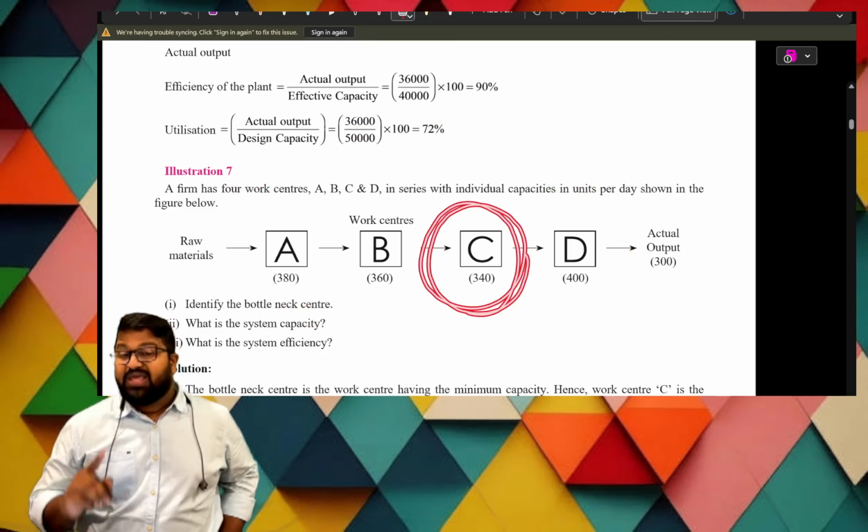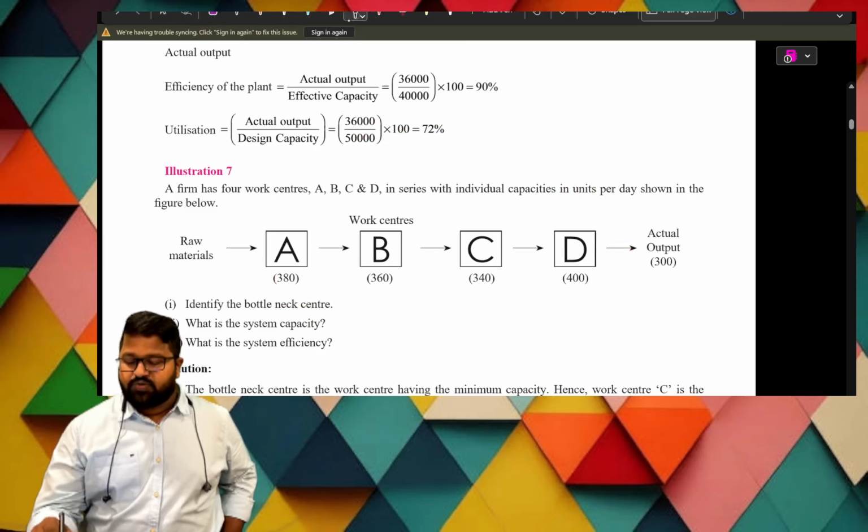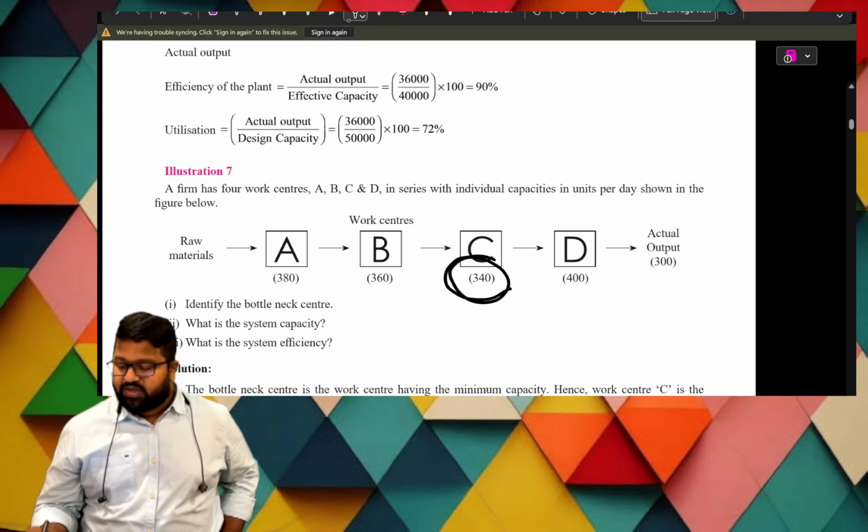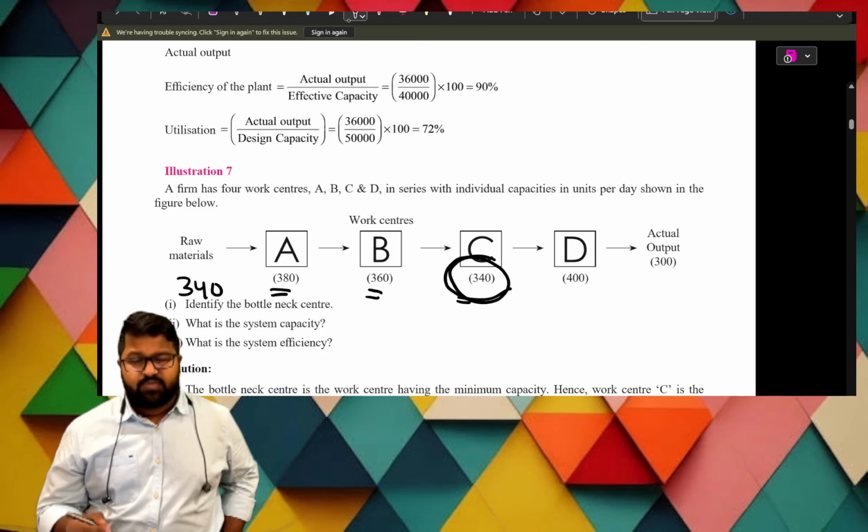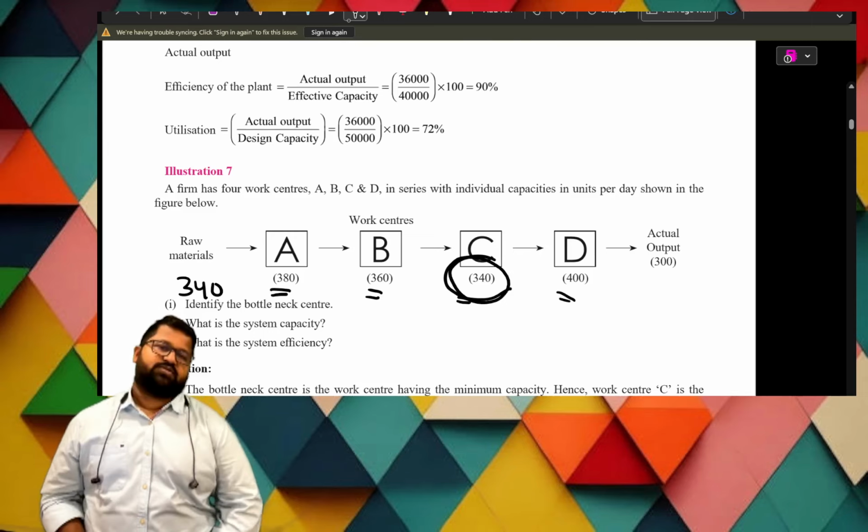For example, if you introduce 340 from here, will it accept? Yes, it is less than the capacity. Will B accept? Yes. And will C accept? Yes. And finally we'll get the output. Normally this is the case. I can tell you.